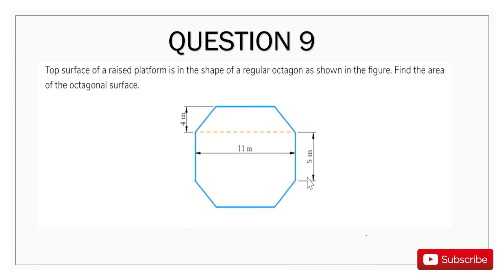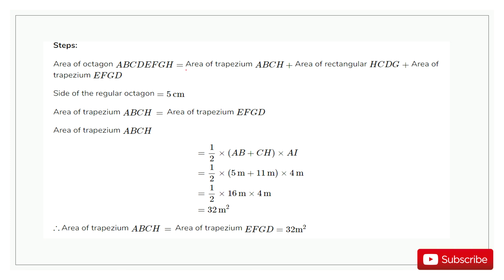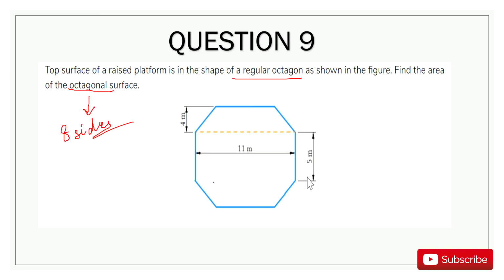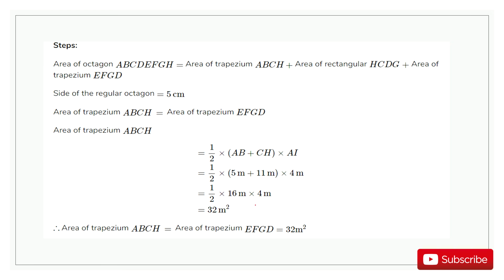Top surface of a raised platform is in the shape of a regular octagon as shown in the figure. Find the area of the octagonal surface. Now octagonal means how many sides? 8 sides. For 8 sides, area of trapezium. Now what we have done is we have divided this figure into 3 parts. First is 2 trapeziums on the upper 2 half, and third one is the rectangle. So if I want to calculate area of this octagon, right? So one is area of a trapezium, 1, area of rectangle 3, and area of again next trapezium, that is 2.